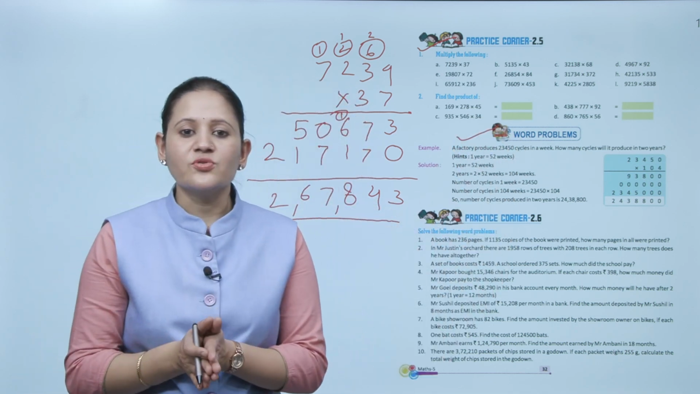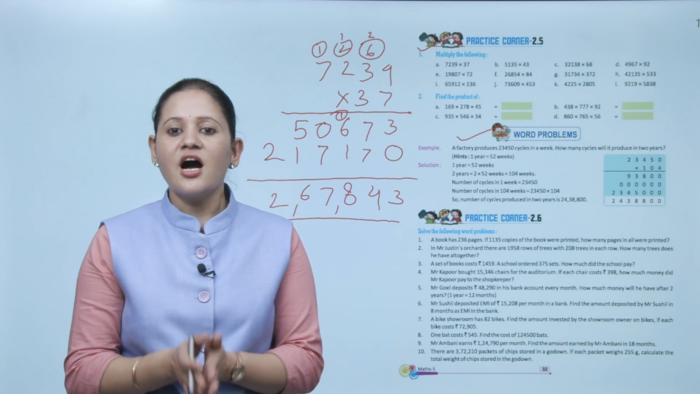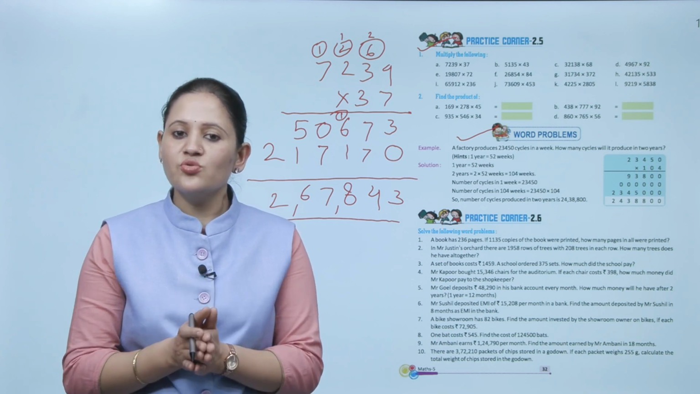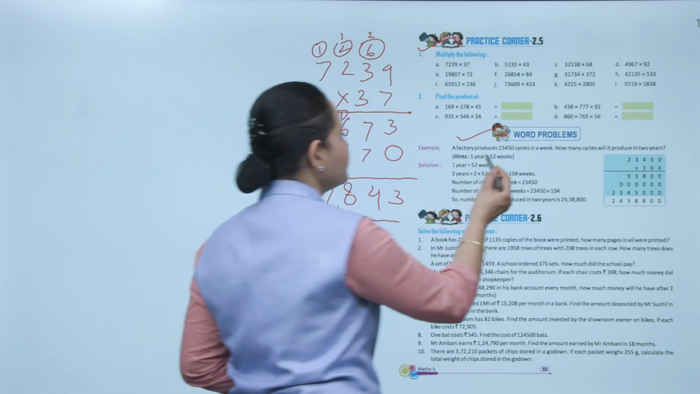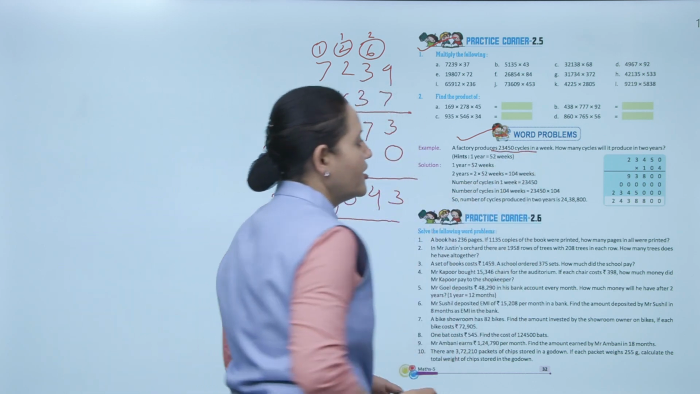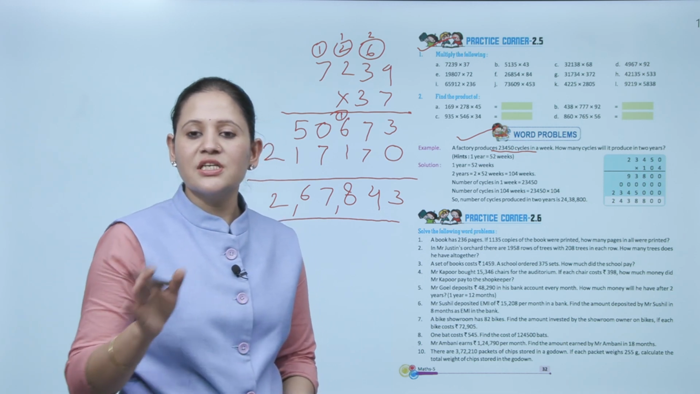Next, word problems. A factory produces 23,450 cycles in a week. How many cycles will be produced in 2 years? 1 week में कितनी cycles produce करती है? This much. We have to find the total number of cycles produced in 2 years.